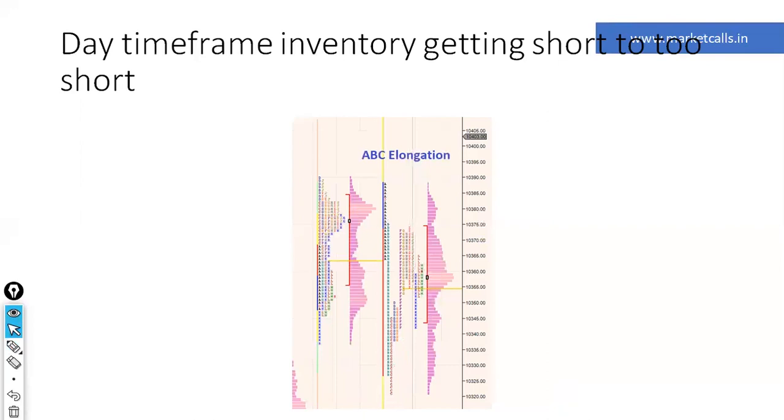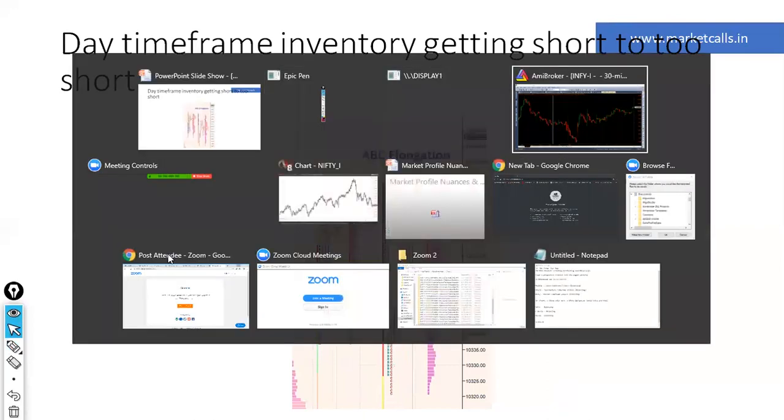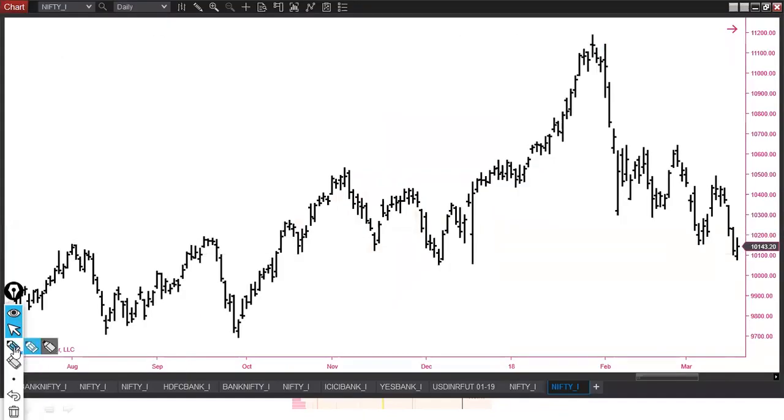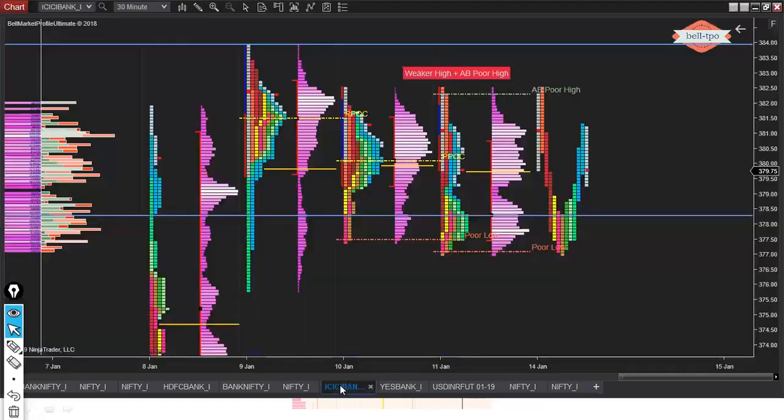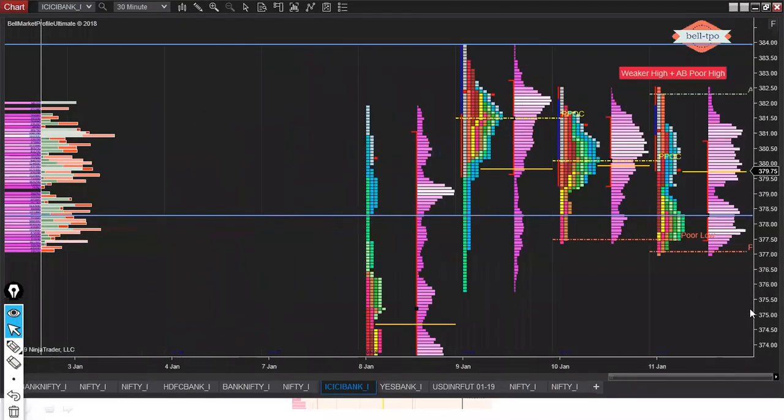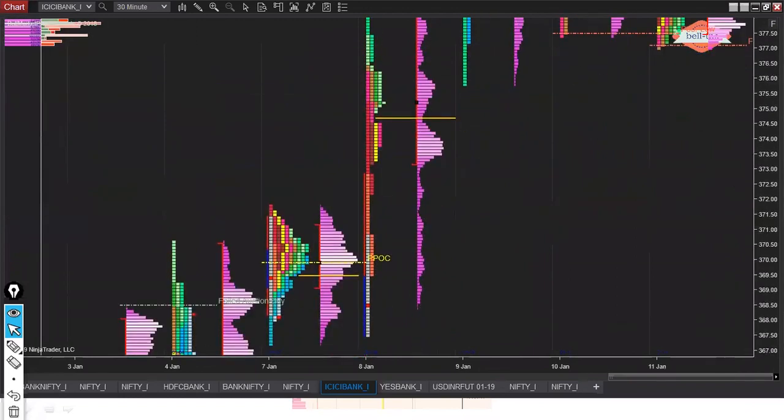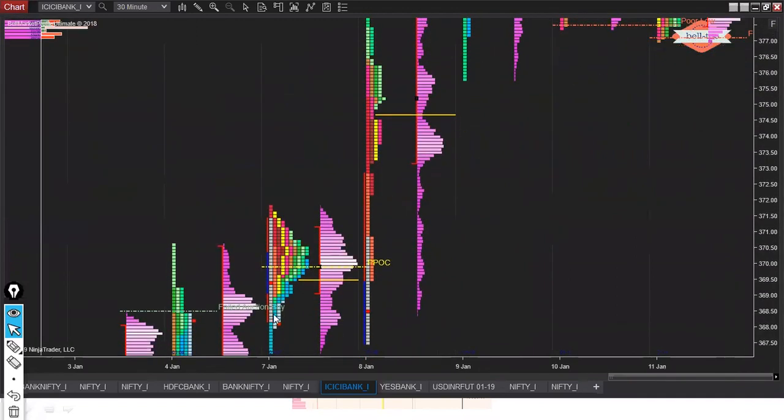The ICICI Bank example, if you remember, that is an ABC elongation, but we never faded that day at all. So maybe I'll go back to the ICICI Bank example. This ABC elongation we never faded at all because it is not a multi-day breakout. First of all, it is not a multi-day breakout. First of all, the confidence is there at A period and B period, and C period also broke out. You see that in B period itself price broke out at the day high, right? And a lot of single prints were there. C period also broke out.